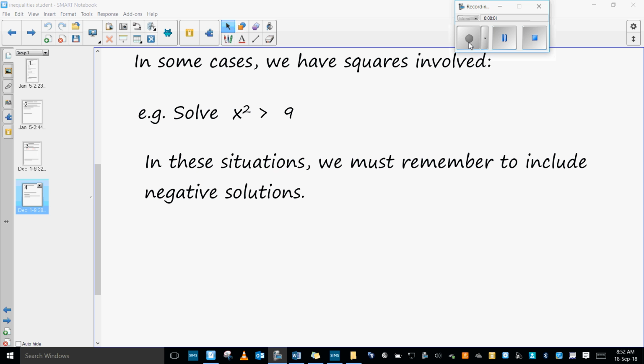Inequalities, you have to think a little bit more carefully. If this had been an equation, so if this had said x squared equals 9, what would we have done to have solved it? Rihanna? We square root 9 and x would equal 3.